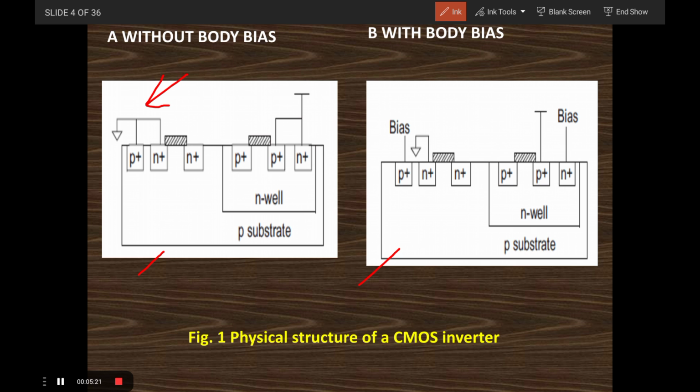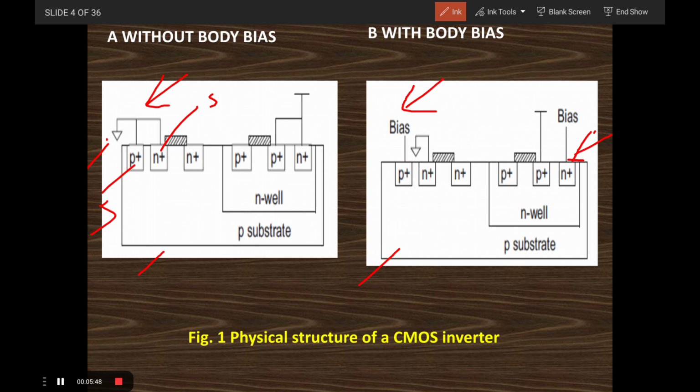That means here, source and substrate. This is the substrate terminal. This is the source terminal, and the source and substrate terminals are connected to ground here. Biasing means that the source terminal is connected to ground and we are applying some suitable voltage to the corresponding substrate. In case of the P-type substrate as well as the N-type substrate, we are providing the biasing.